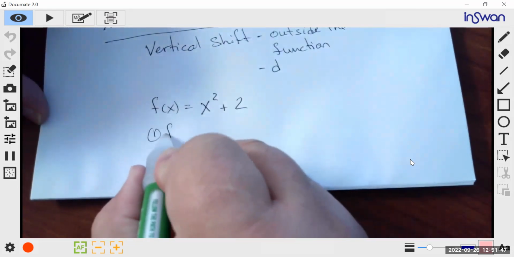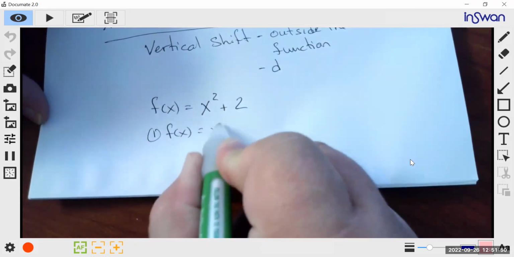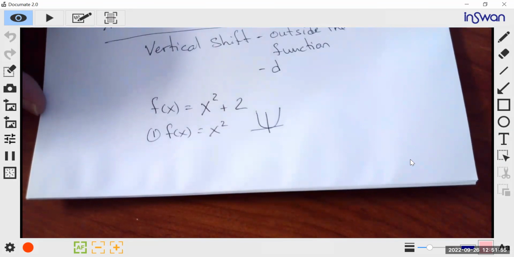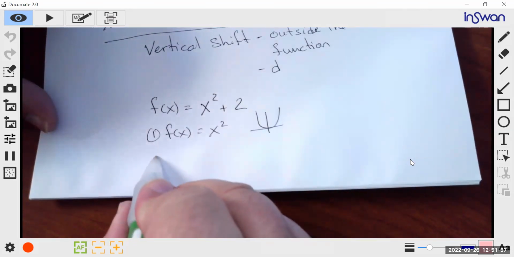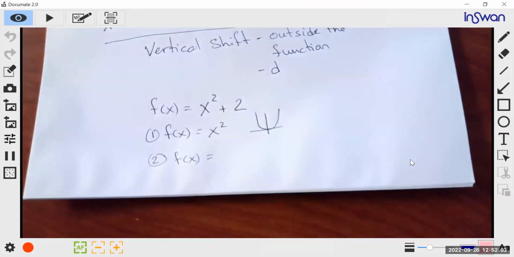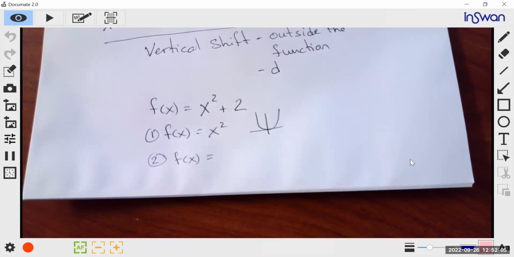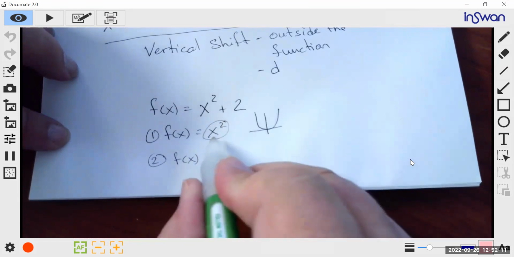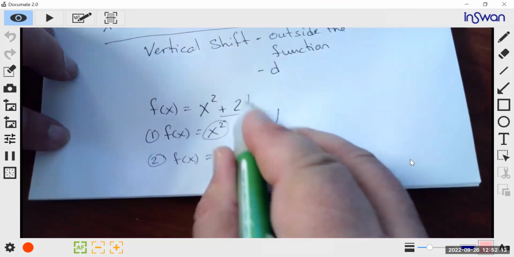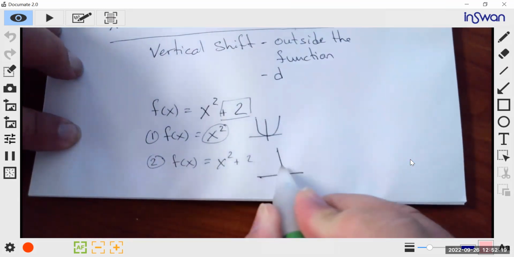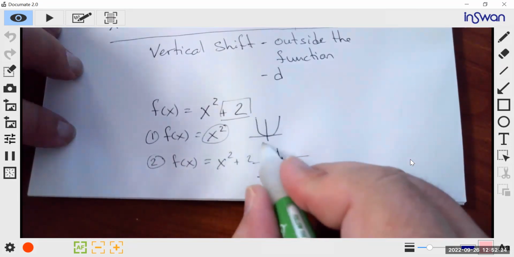So again, the original function is x squared. We know it's a parabola. Now, since nothing else happens to x, we increase it by 2. So it goes up 2 spaces. There's my new origin. So there's my graph.